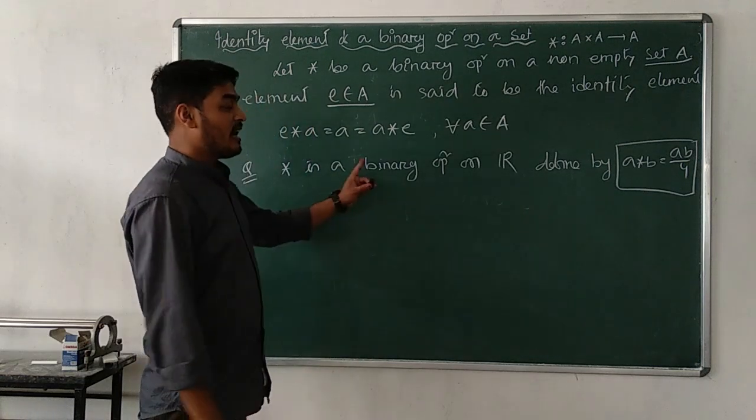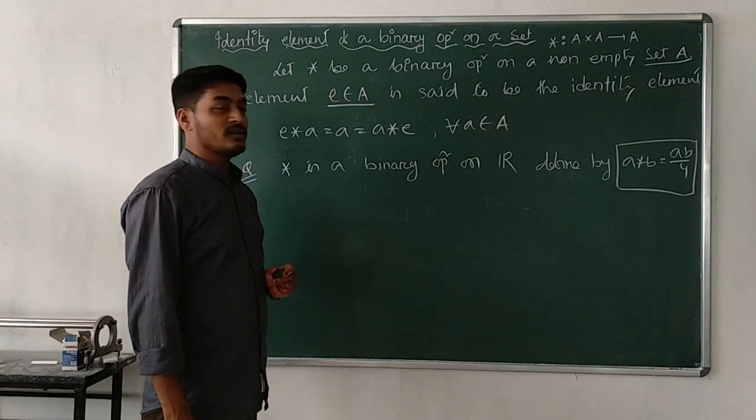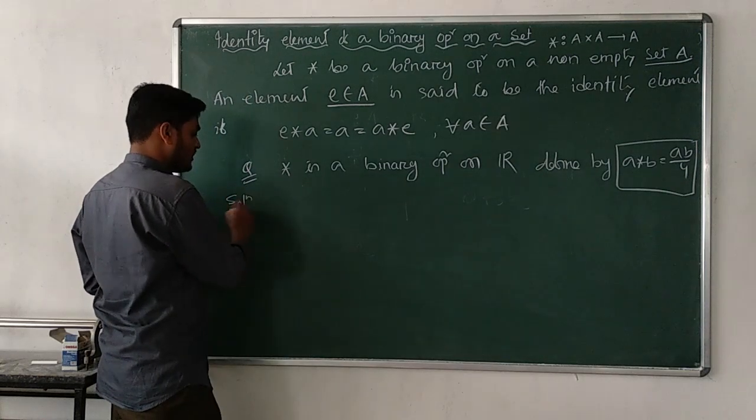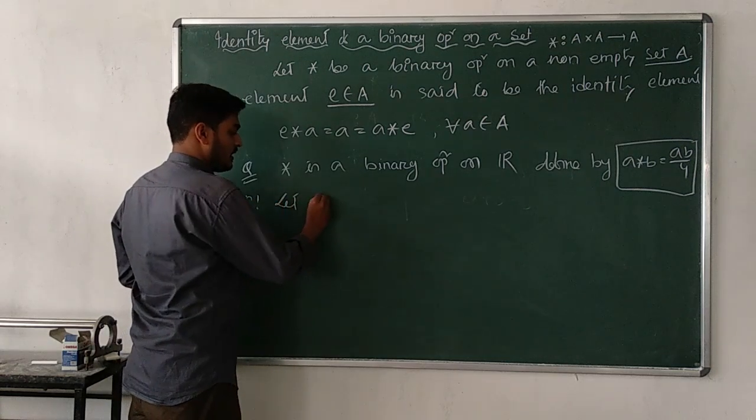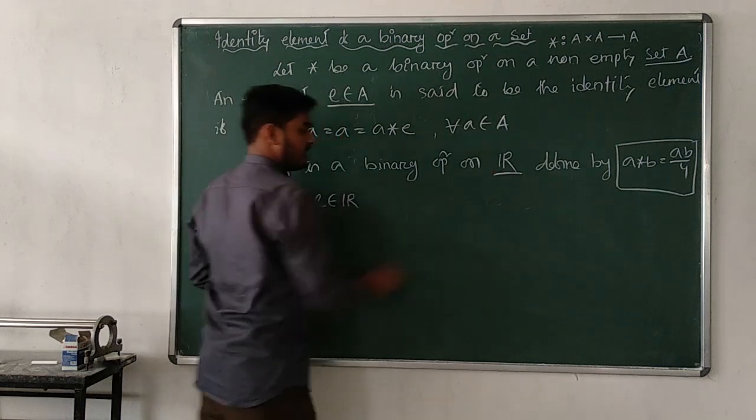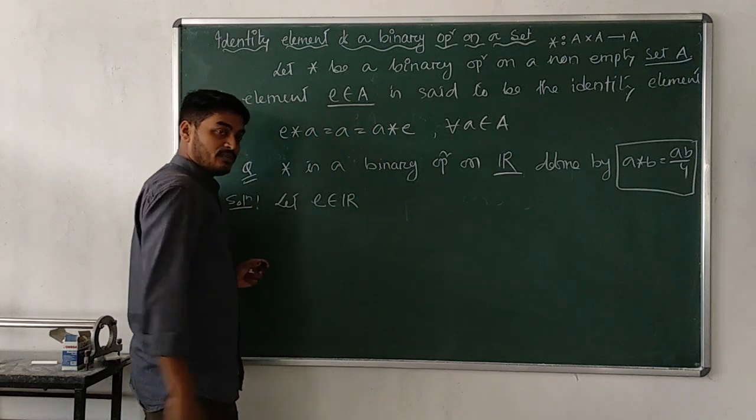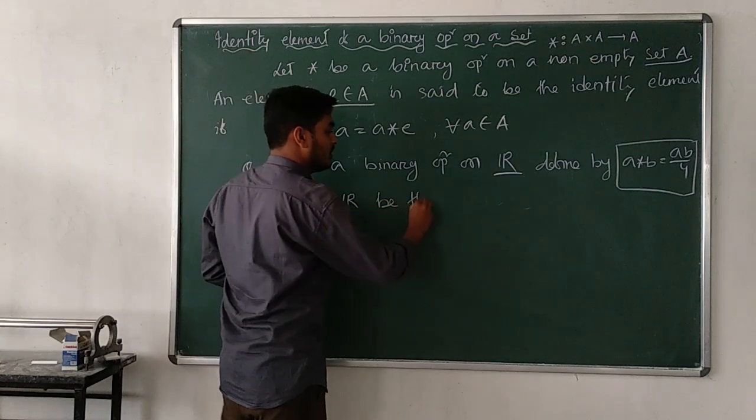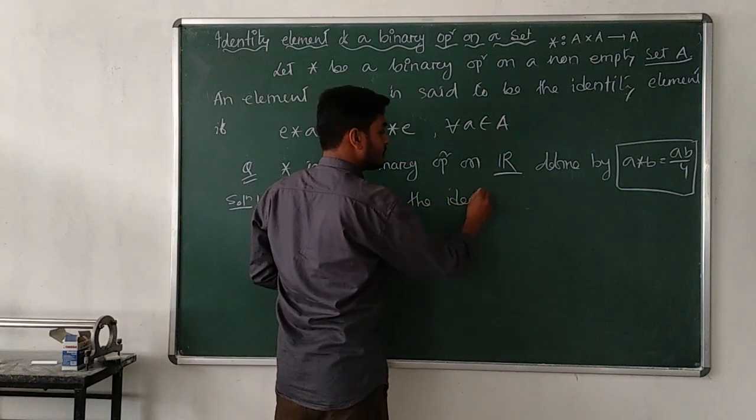Now you have to find out the identity element in this case. You have to find the identity element. This is how you have to write down the solution. Let e belong to R. Obviously the binary operation is defined on R, am I correct? It must be an identity element in the real numbers. Let e belonging to R be the identity element.